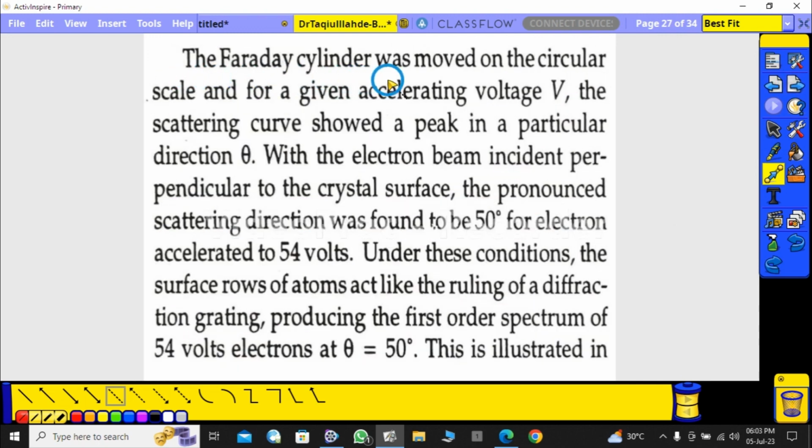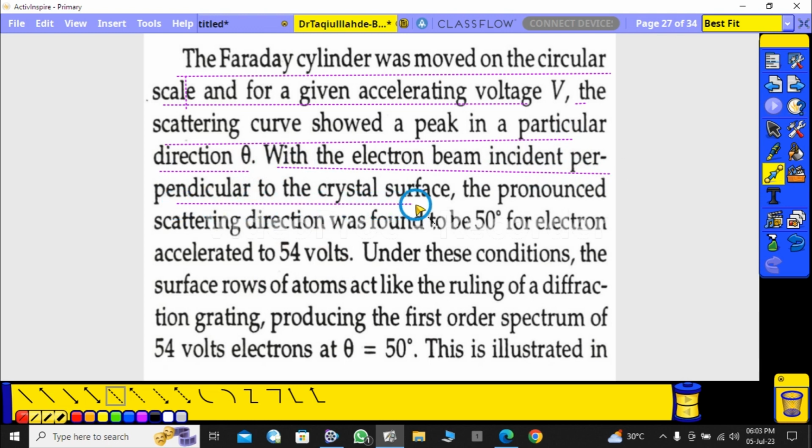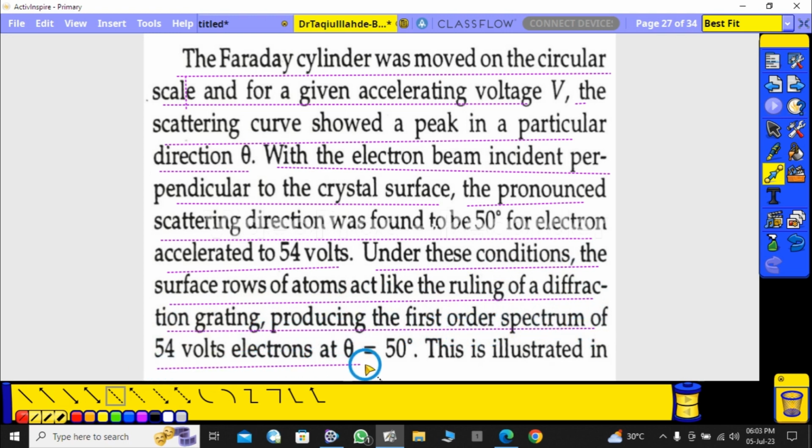so the Faraday cylinder was moved on a circular scale for a given accelerating voltage V. The scattering curve showed a peak in a particular direction theta. So we'll see the diagram. With the electron beam incident perpendicular to the crystal surface, the pronounced scattering direction was found at 50 degree for electrons accelerated to 54 volts. Under these conditions, the surface row of atoms acts like a ruling of a diffraction grating, producing a first order spectrum of 54 volt electrons at 50 degree.